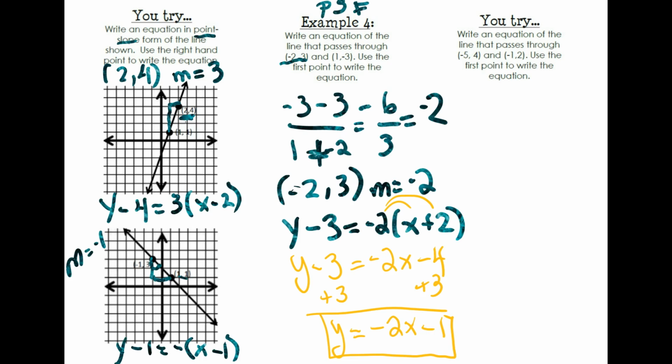So notice there's no 5 steps here. You just put it in point-slope form and then convert it into slope-intercept form. Some people will prefer that over the 5-step rule. I think it's easier, especially when we have integers. All right, then you know what you're doing with this one right here. This is homework.